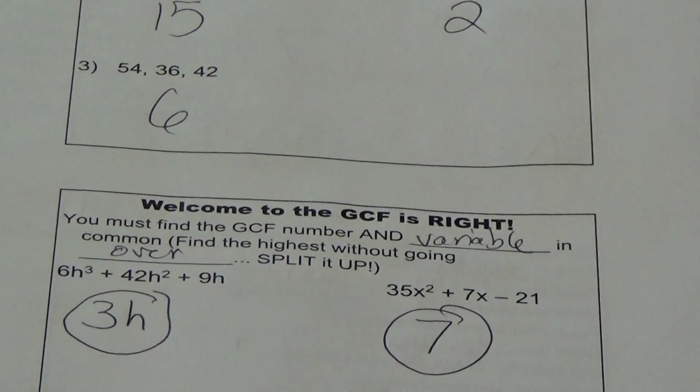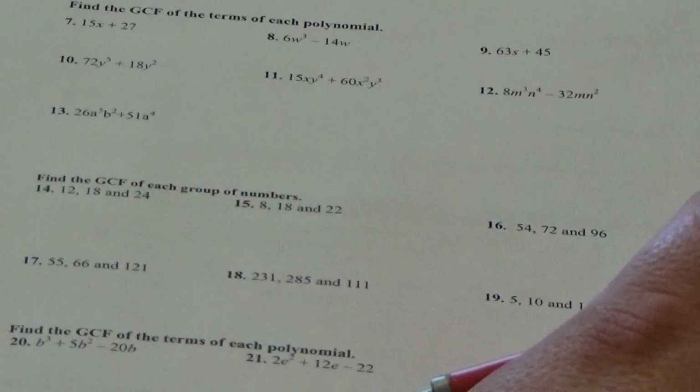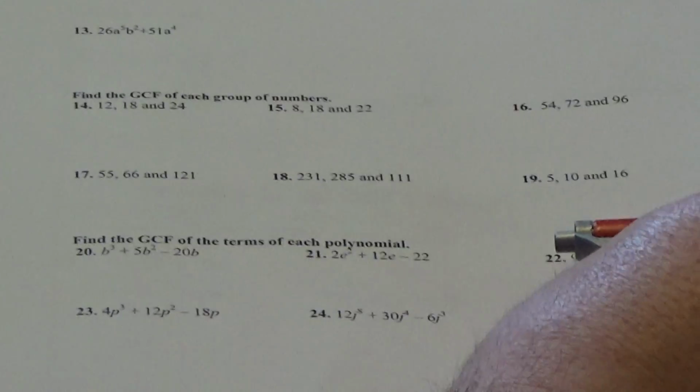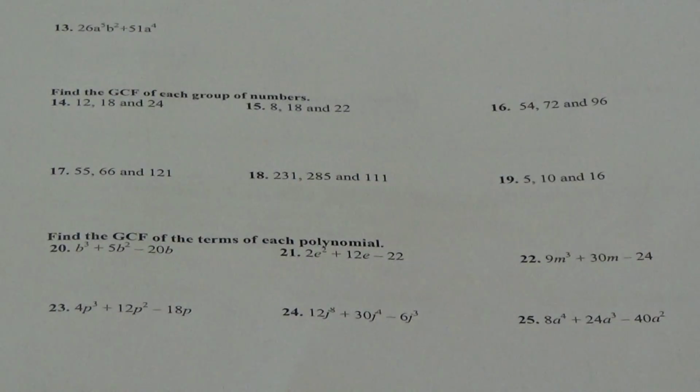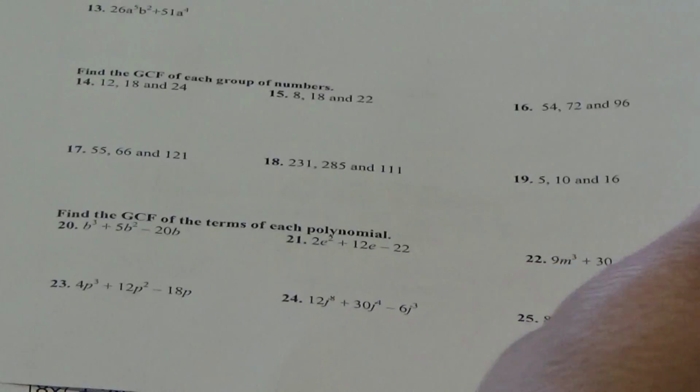Now we're at the point where you guys can start doing odds or evens. 20 through 26 works on finding the GCF of a multi-term polynomial. So go ahead and do that.